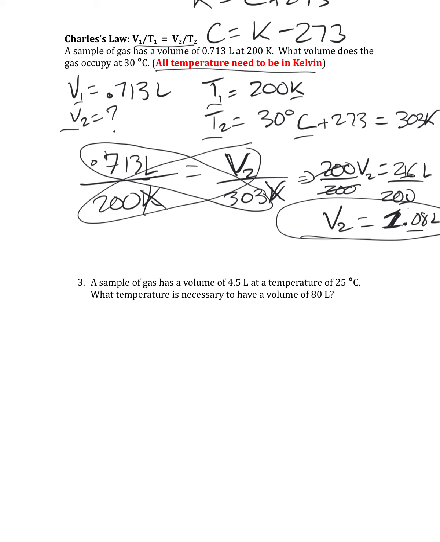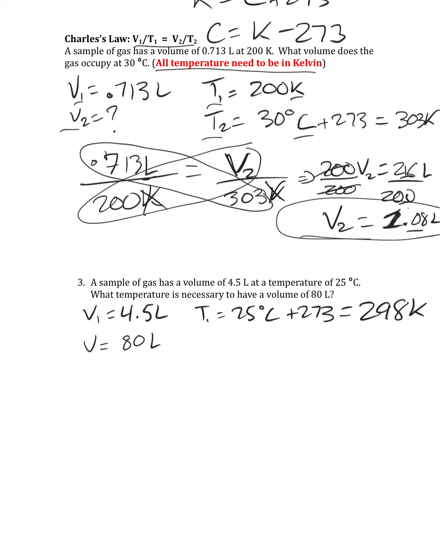The last one I'm going to do as an example is this one. So we read it again. We have a volume V1 of 4.5 liter. T1 is 25 degrees Celsius. We might as well just add 273 to that right away, because we have to be in Kelvin for any gas calculation, since you cannot have a negative answer for volume or pressure. So that's just the rule. V2 clearly says 80 liter, and we know liter is volume. What is the temperature? So T2 is what we're looking for.